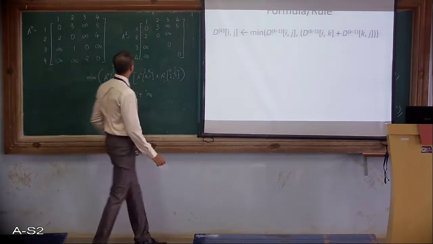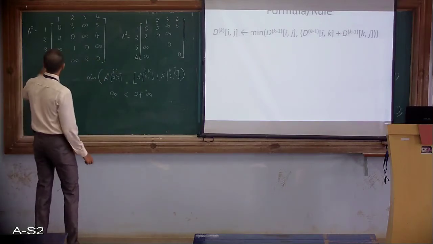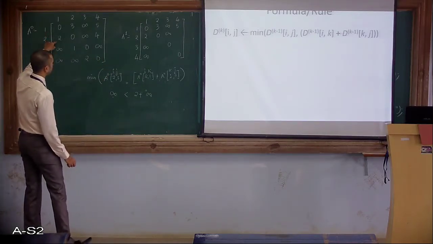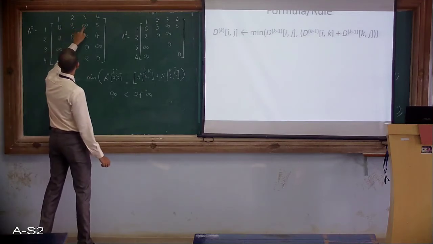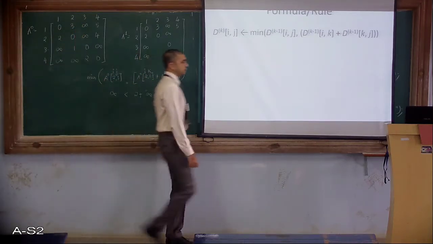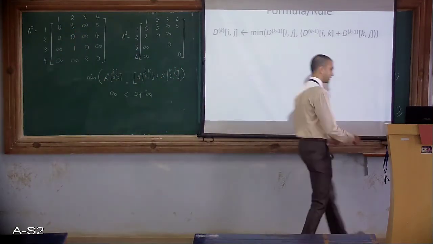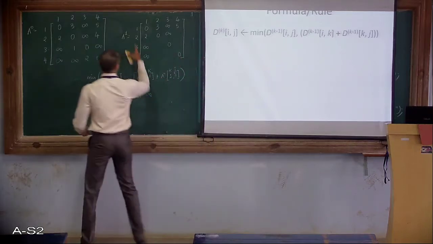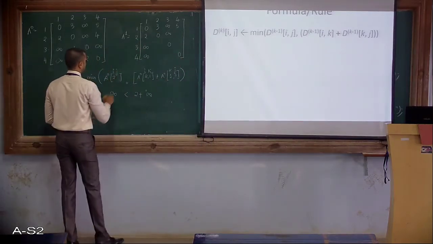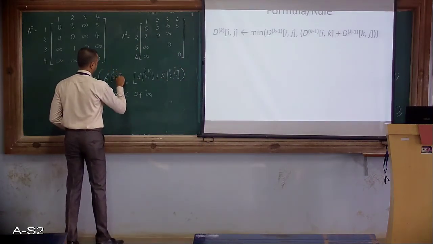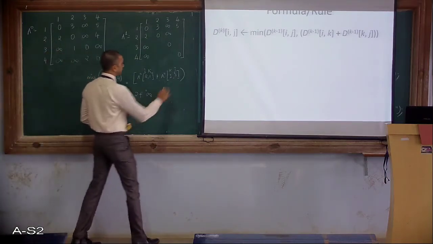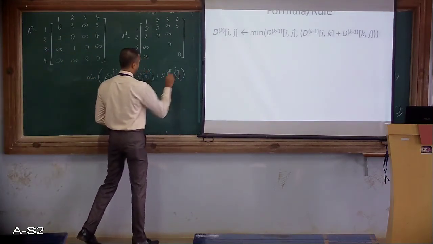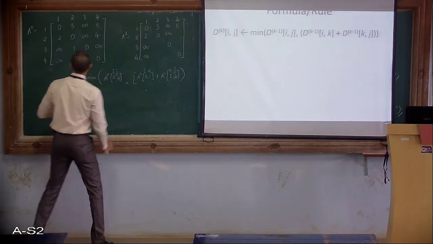2 to 4. Okay, this is correct. Fine. So next pair of vertices. Let's see. Which one is that? 2 to 4. So this will change, 2 to 4. So in between I'm going to add 1 over here because 1 is the intermediate vertex. So instead of 3 it is going to be 4. So let's see. 2 to 4.